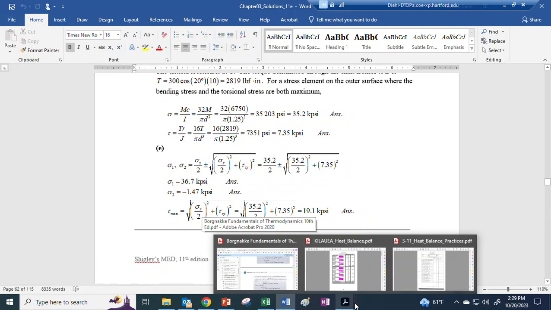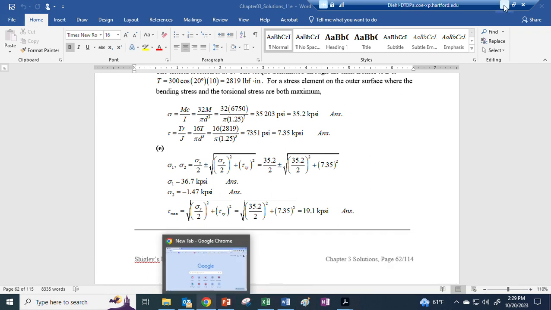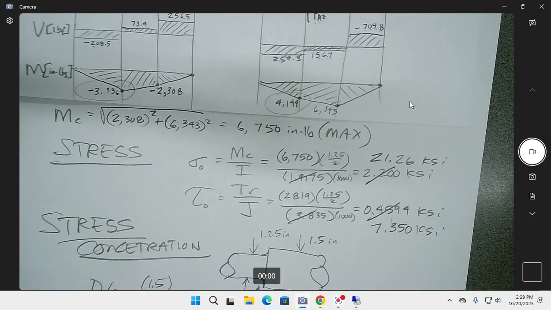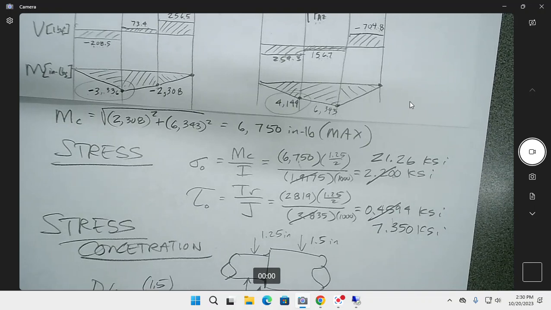Yeah. All right. Oh wait, I think I got 35. What did I do wrong again? I'm calculating something wrong, apparently. I'm sorry. 6750. Maybe 1.25. And 0.19. Getting the same thing again. How's that possible?